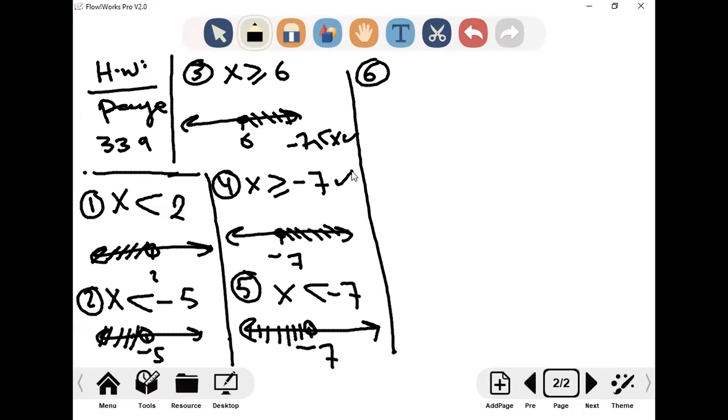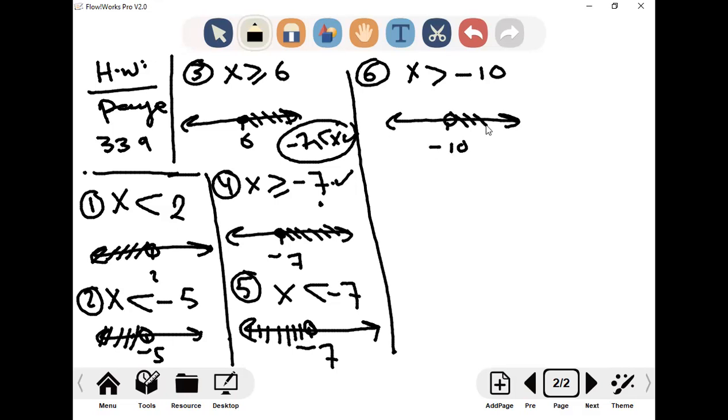But in math language, we always put the variable to the left. Variable always to the left. But it's okay if you write this, it is correct, if you write this, it is correct. But question 6, x more than negative 10. This is negative 10, open circle to the right.